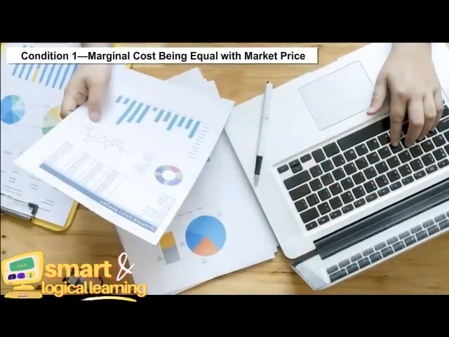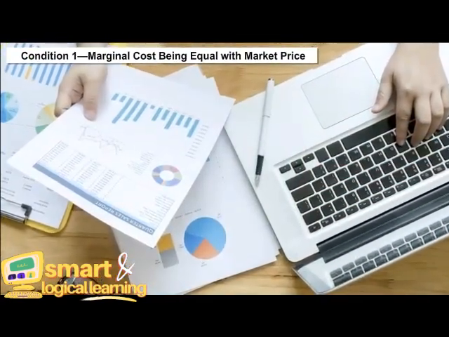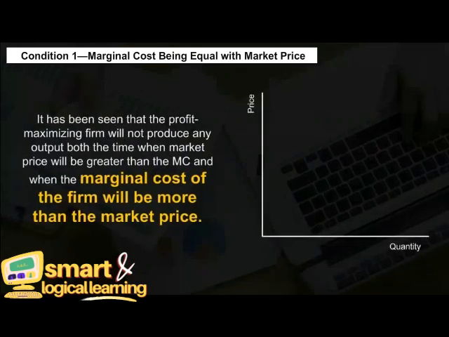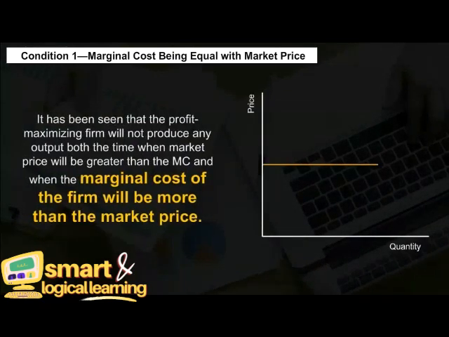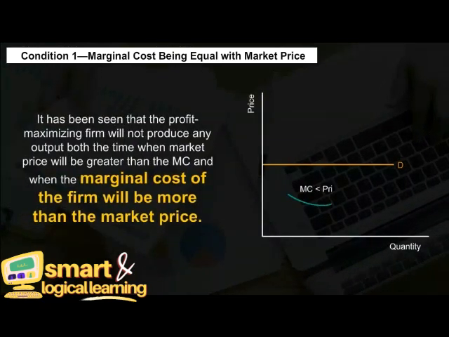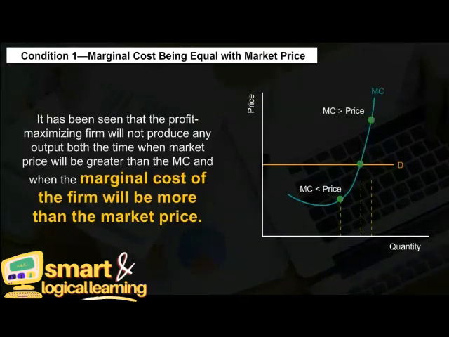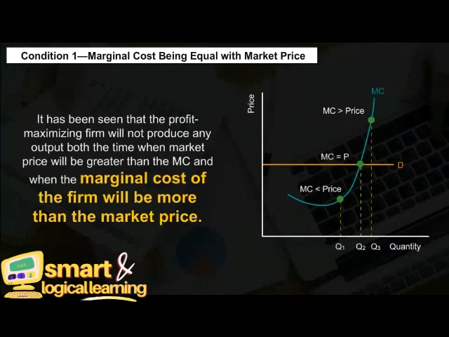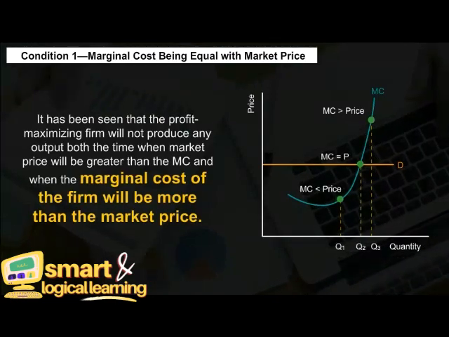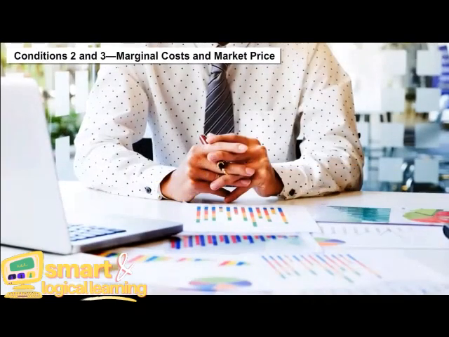Condition 1. Marginal cost being equal to market price. It has been seen that the profit maximizing firm will not produce any output both when the market price is greater than the marginal cost and when the marginal cost of the firm is more than the market price.